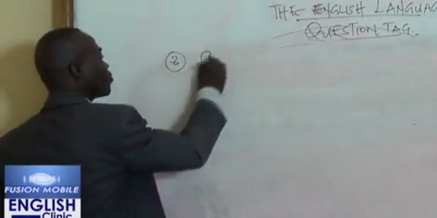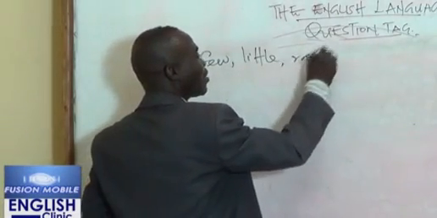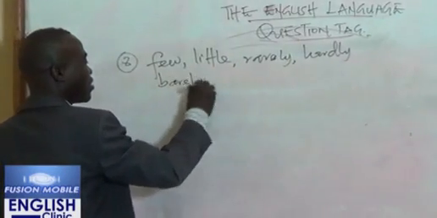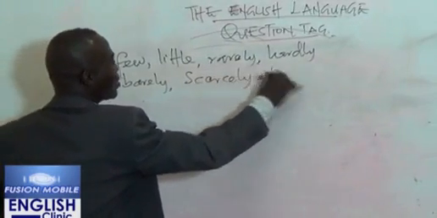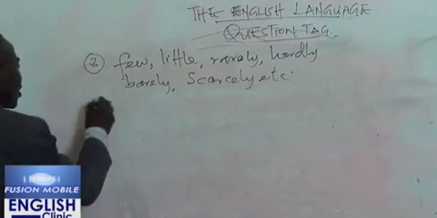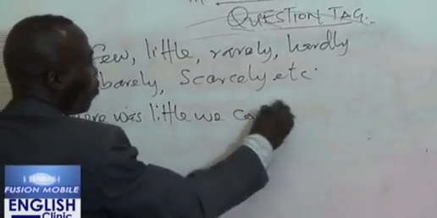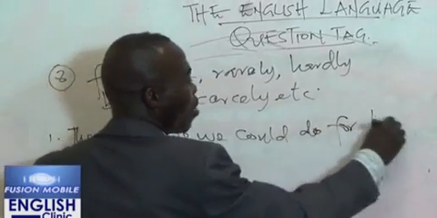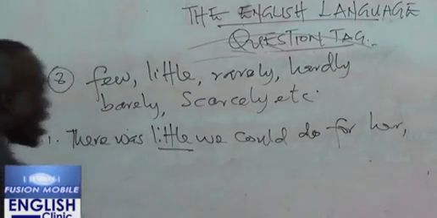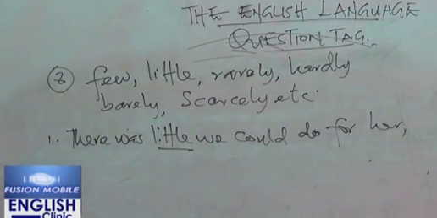Words like few, words like need to, words like rarely, hardly, barely, scarcely, etc. These words are negative in meaning. So if I have something like this, there was little we could do for her. There was little we could do for her. Now, the presence of little here makes this statement negative. In other words, this sentence means there was nothing we could do for her.